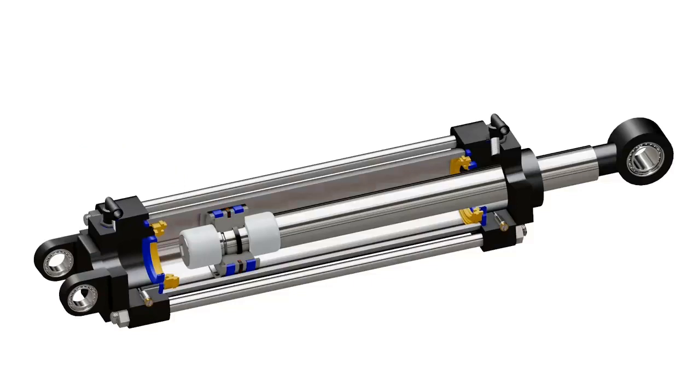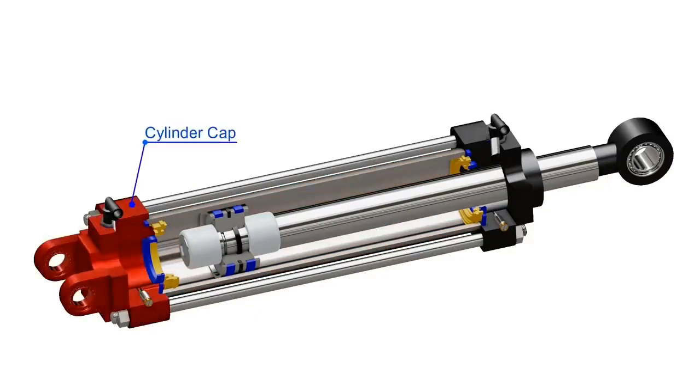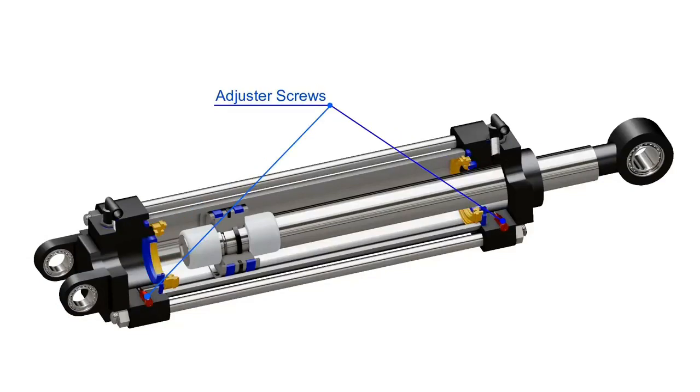This whole assembly then goes into a cylindrical bore. This cylinder is generally made up of aluminium or steel. A cylinder cap encloses cylinder chamber in one end and the cylinder head encloses the chamber from the other end. Cushioning buffers and seals are installed on respective ends. Captive adjustable cushioning screws are installed on each end. These screws enable user to adjust the optimum cushioning at the end of the stroke.